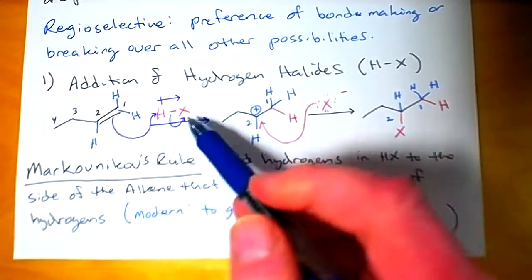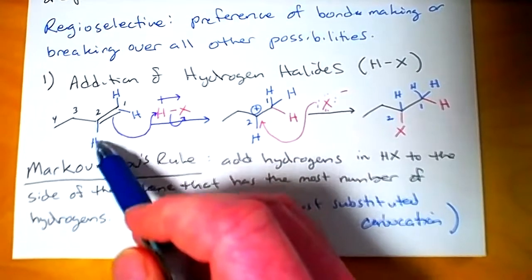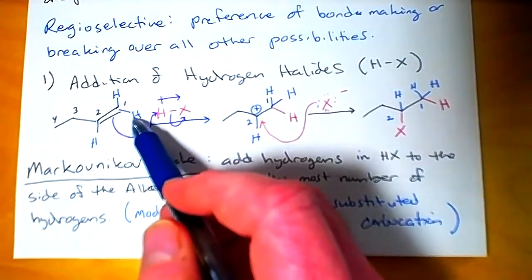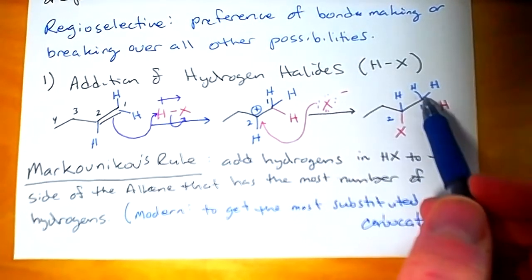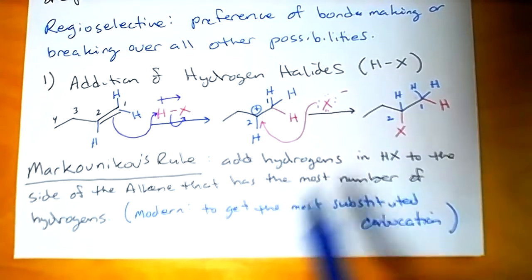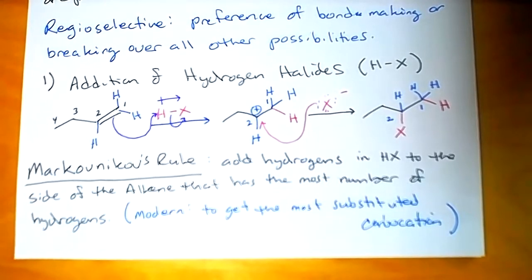And so if you look at this, between the two different sides of the double bond, there was only one hydrogen here, and here there were two. And in the final product, there's now three, so that means I've added hydrogen to the side that had more, and the halide goes on the other carbon. So this is a kind of a shortcut to applying hydrogen halide additions, but it's important that you understand why this works.